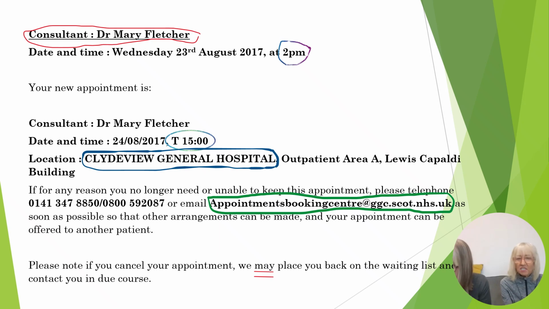The email address, if you can see, is not blue and underlined, which is the normal style of an email address. And also at the bottom, why does it say may? Does that mean may not? And will they be left without the treatment they need?